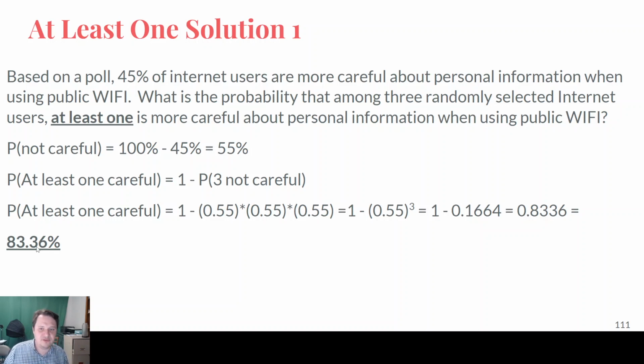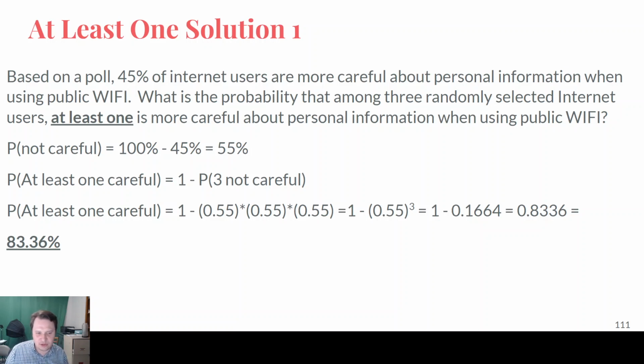So if you have 3 people, and 45% of people are careful, then the probability of at least one of them being careful is equal to 83.36%. That 83% is a combination of 1 person being careful, 2 people being careful, or 3 people being careful out of 3. And so we can see that the probability of none of them being careful is 16%. So that's how you do this.